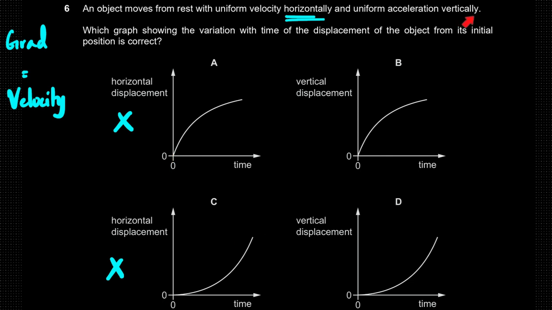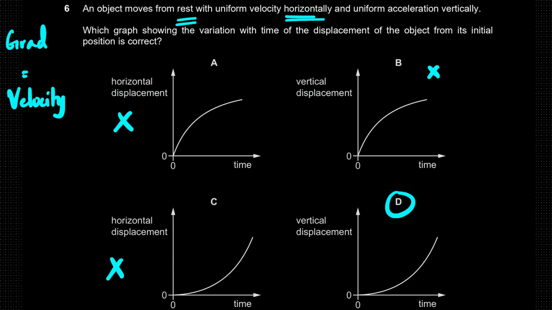And uniform acceleration vertically. Which graph shows the variation with time of the displacement of the object from its initial position? Also, another thing that you may note here is that it starts from rest, and because gradient is velocity here, if it starts from rest, this also means that the initial gradient would be the initial velocity, and here it must be 0. If I were to draw a tangent to this point, it's obvious that this tangent is not 0. That's why this cannot be the option either, and this is what it must be, right? So that's the answer to this one.